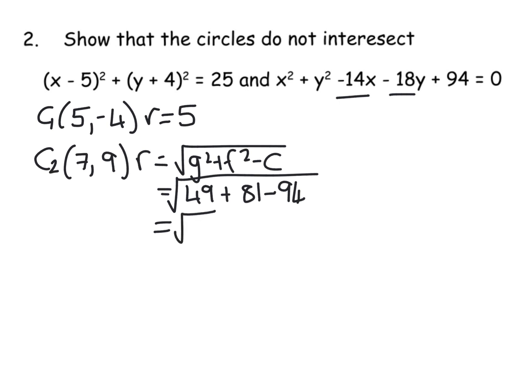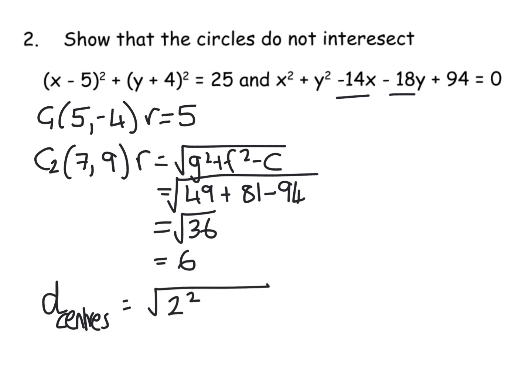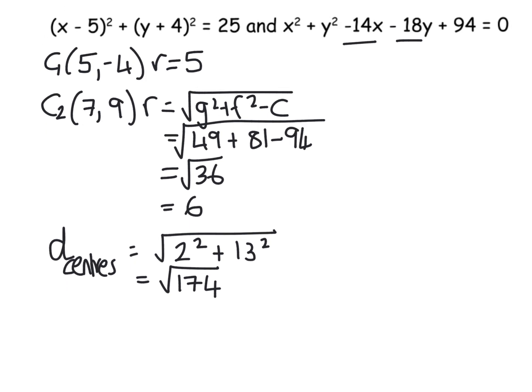And this gives you the square root of 36, which is 6. Now the distance between my centres will be, compare the x's, so 5 to 7 is 2, so 2 squared. Compare the y's, minus 4 to 9 is 13 squared. So that is 4 plus 169, which is the square root of 174. Now, we need to work out what that is, which is 13.19, just for reference. So sometimes you have to go to a calculator.